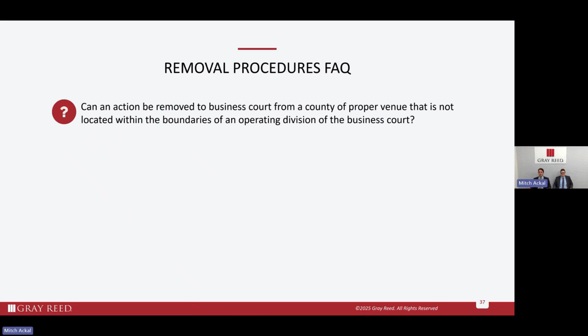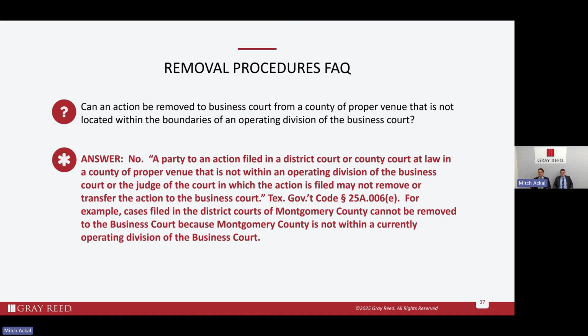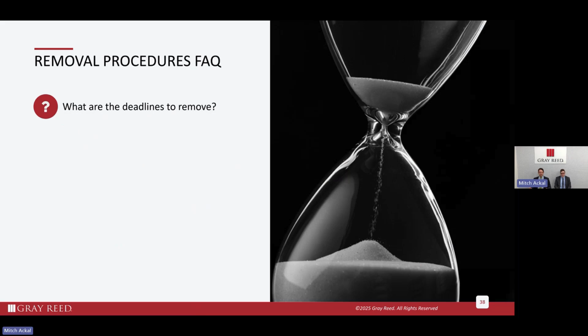Another question, can an action be removed to business court from a county of proper venue that is not located within the boundaries of an operating division of the business court? Well, this is the Montgomery County example. If you have a case right now in Montgomery County, you cannot remove the case to the business court because there is currently not an operating business court division that governs Montgomery County. So be aware of that and make sure that if your lawsuit is in a district court somewhere and you want to remove it, you can only remove it if that county is currently within an operating, extant business court division.